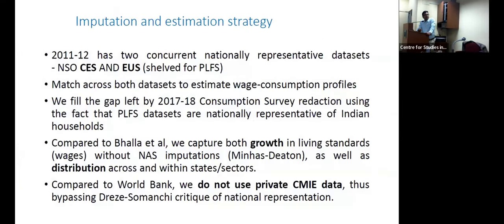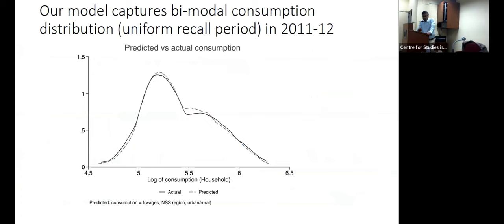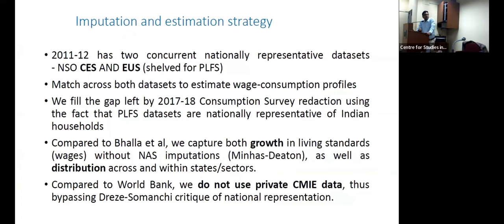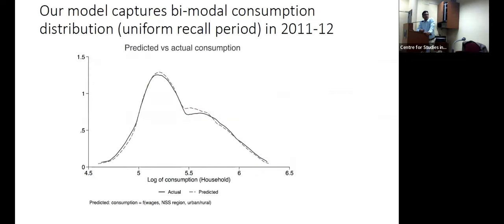So essentially, I've already said it verbally. This is why our approach is in a way an improvement over what we have so far: we are capturing the growth in living standards from wages without the NAS imputations, which has its critiques. And also allowing for distribution across states and within sectors. With data sets of the PLFS and the employment-unemployment survey in detail, you can allow for regional variations, et cetera. And also, we are not using this private data set.